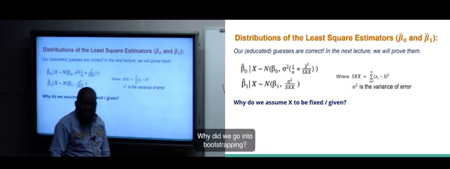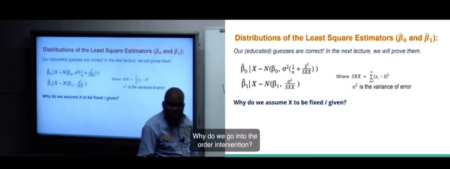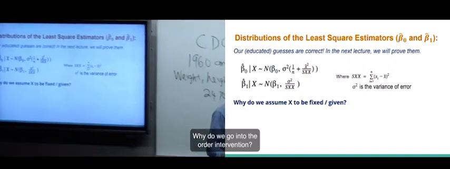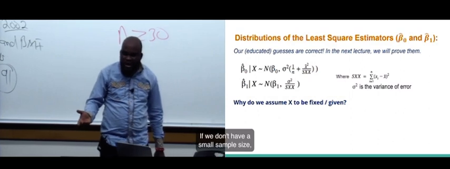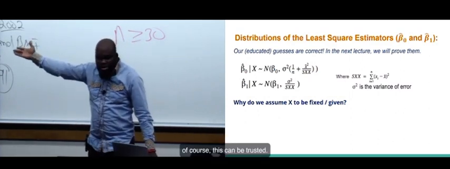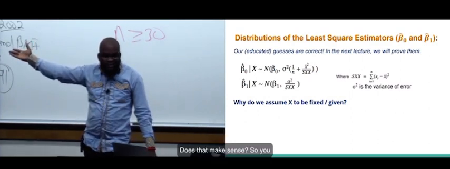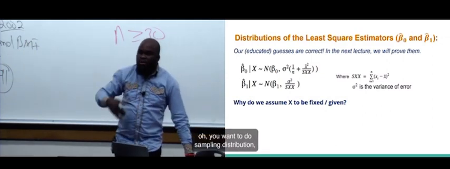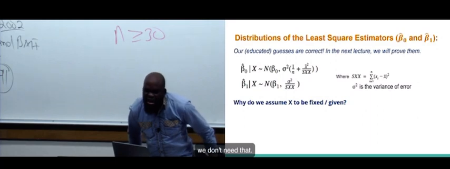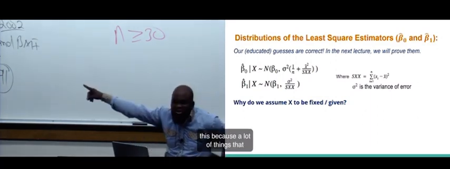Why do we go into bootstrapping? Why do we go into the other intervention? Because we have a small sample size. If we don't have a small sample size, of course, this can be trusted. Does that make sense? So you don't need to worry yourself about, oh, you want to do sampling distribution. You don't need that. You only need to focus on this.